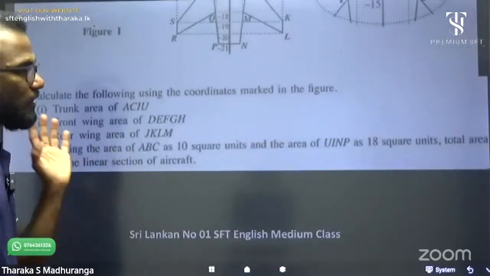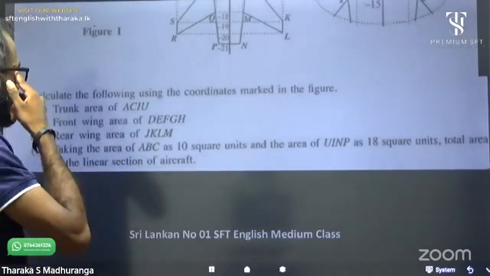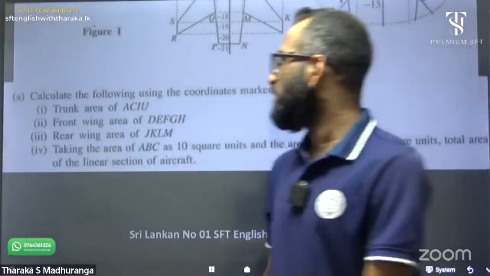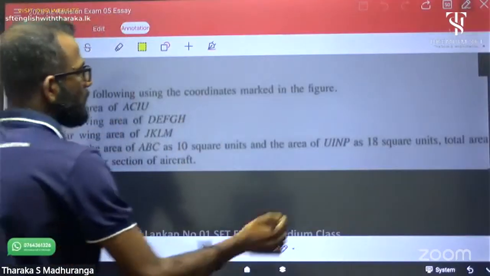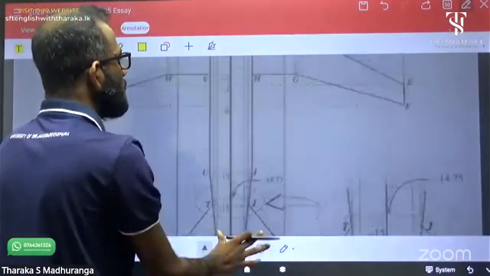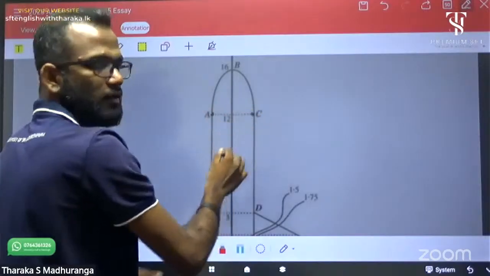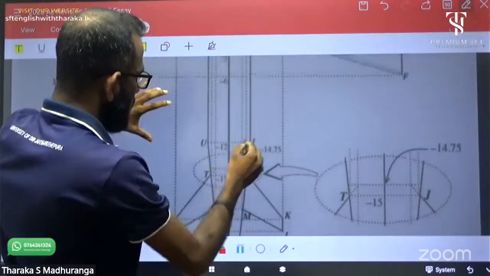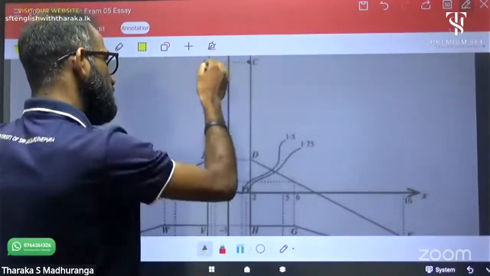Okay, I'll explain today the essay question answering pattern. The trunk area of ACIU. First, you can find ACIU on the diagram points. This is A, this is C, and it is I, U. Now, what is the shape of this ACIU?